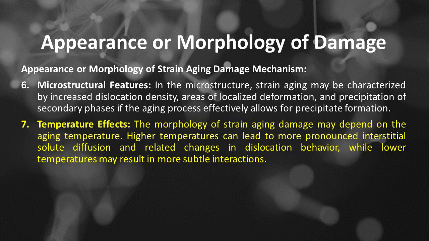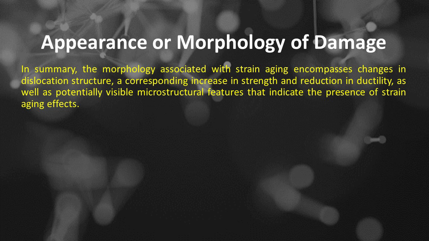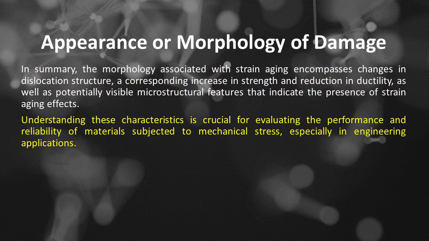The morphology of strain aging damage may depend on the aging temperature. Higher temperatures can lead to more pronounced interstitial solute diffusion and related changes in dislocation behavior, while lower temperatures may result in more subtle interactions. In summary, the morphology associated with strain aging encompasses changes in dislocation structure, a corresponding increase in strength and reduction in ductility, as well as potentially visible microstructural features that indicate the presence of strain aging effects. Understanding these characteristics is crucial for evaluating the performance and reliability of materials subjected to mechanical stress, especially in engineering applications.